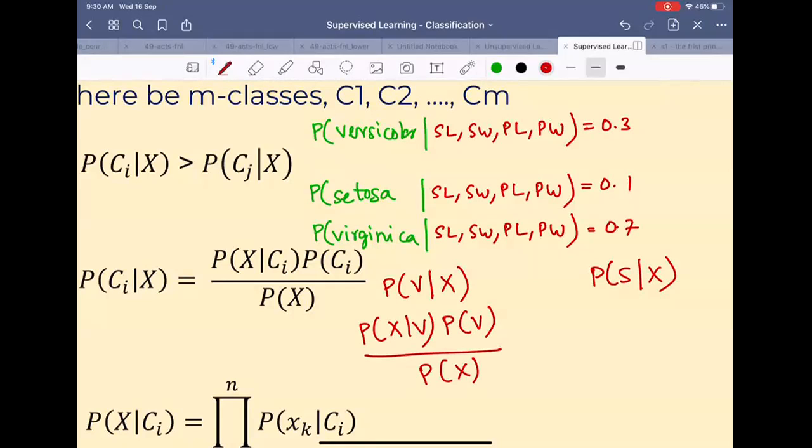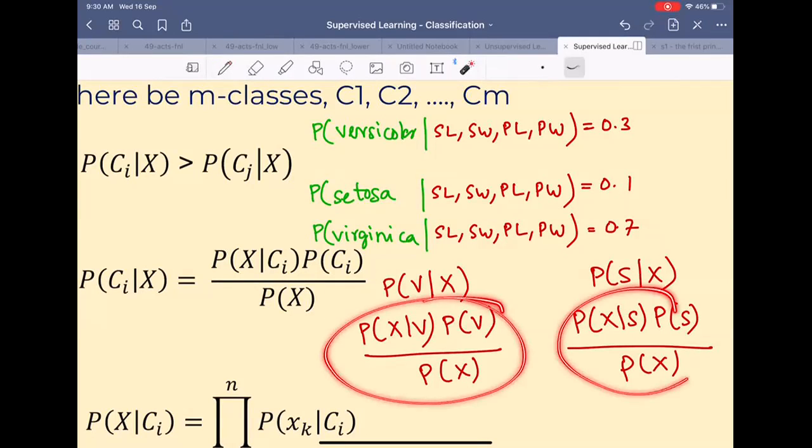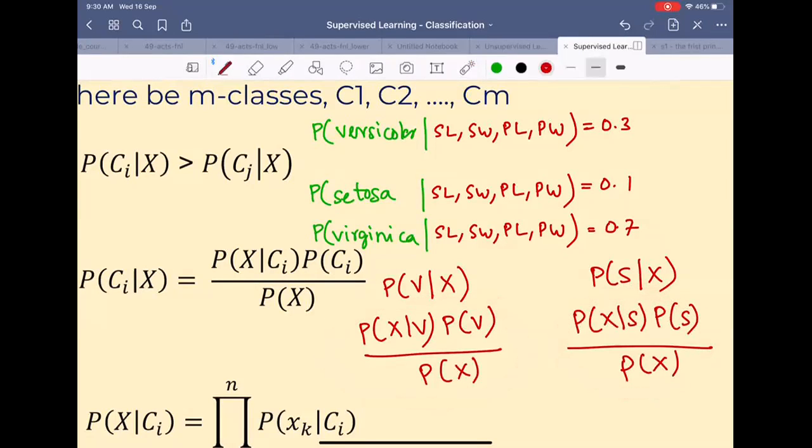And for setosa, I will write the formula: the probability of the data given the class is setosa, multiplied by the probability of the class setosa, divided by the probability of the data. Now in these two terms, term 1 and term 2, after I evaluate, I have to put a sign in between. I can have this side greater than the other side, both sides equal, or the right side greater than the left side. These are my three options.